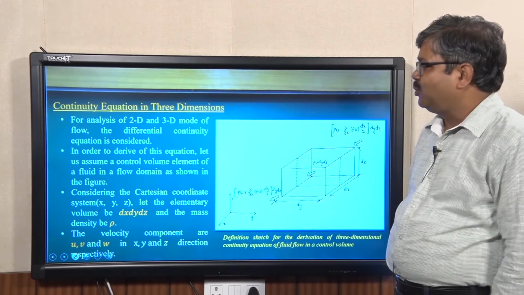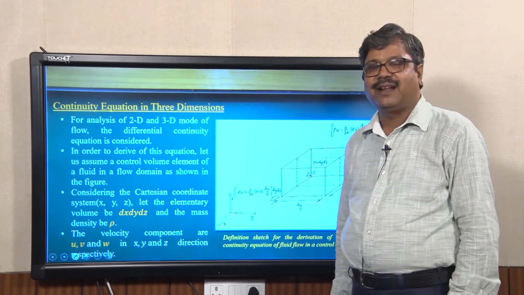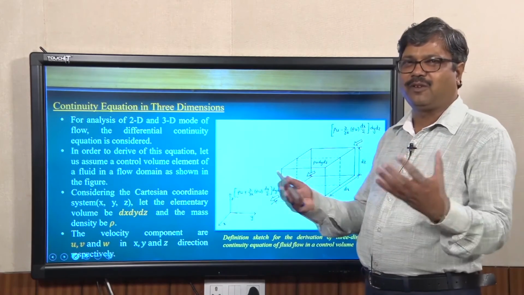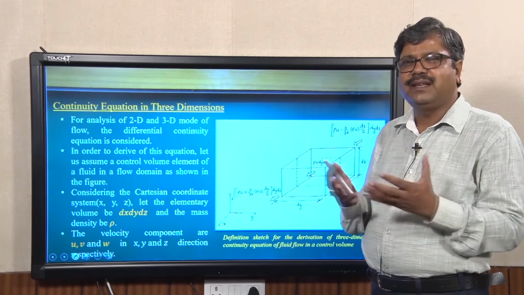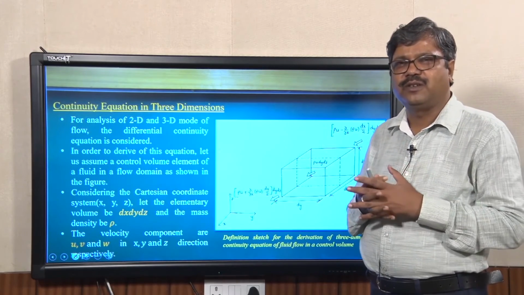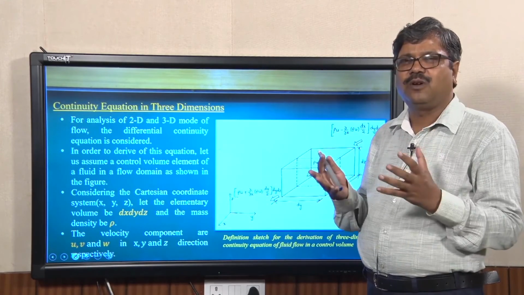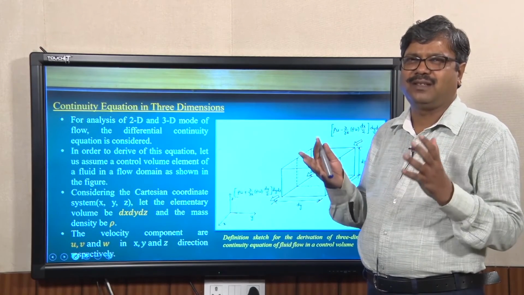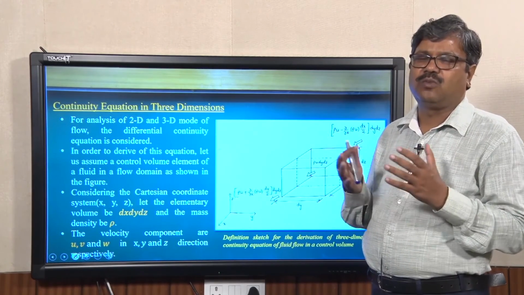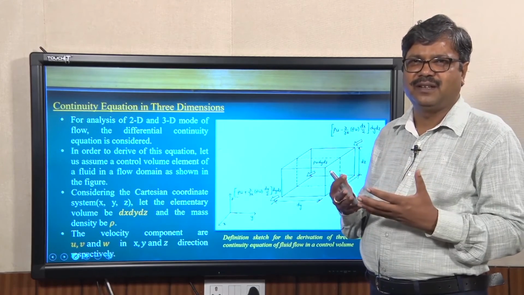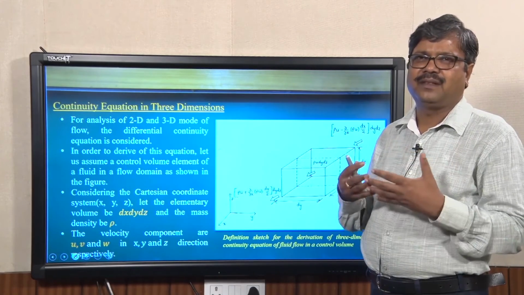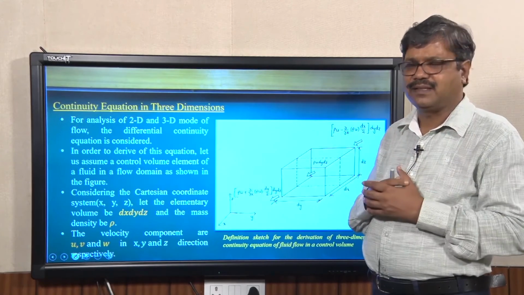Let us start to derive the continuity equation in 3 dimensions. Before that, let me talk about the control volume you have to consider. When you derive the continuity equation in 3 dimensions, our control volume is infinitely small, a very small control volume. And we also assume the velocity field, the depth variations, area variations.